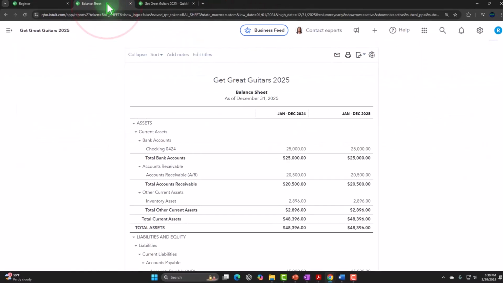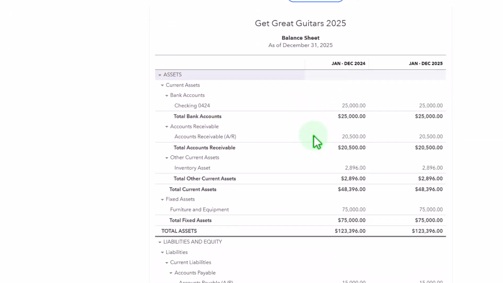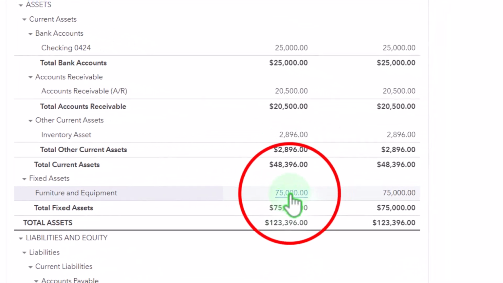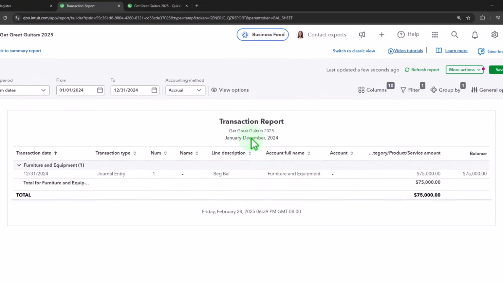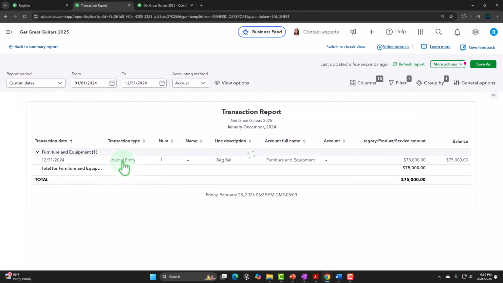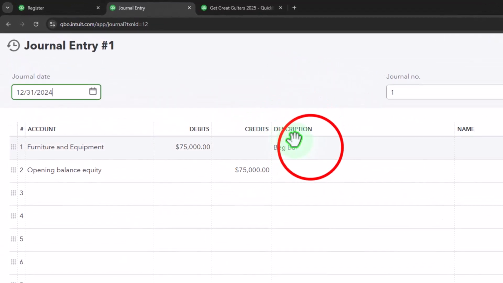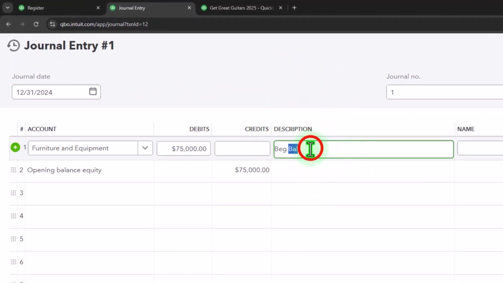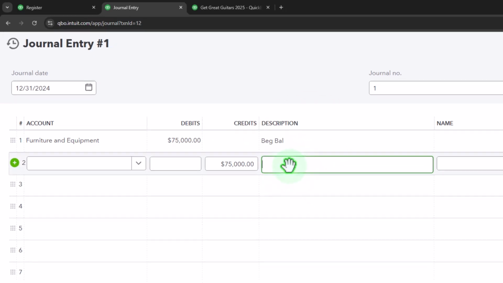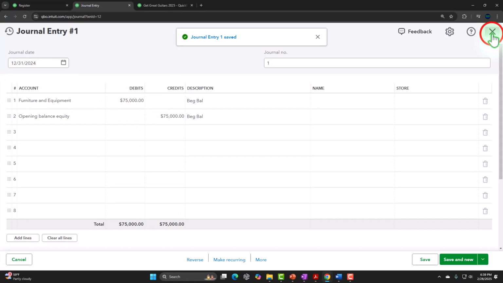So if I go to the balance sheet and then run it to refresh it, and we scroll down, there's the furniture and equipment, 75,000. If I go into it, then we have the transaction detail. It was entered with a journal entry. If I go into that, it's not going to take me to the register, but rather to a journal entry form showing debits and credits. So I'm going to copy this beginning balance and put it in the description on both sides. And then I'll save it and I'll close it.